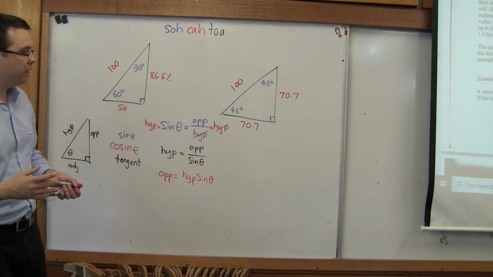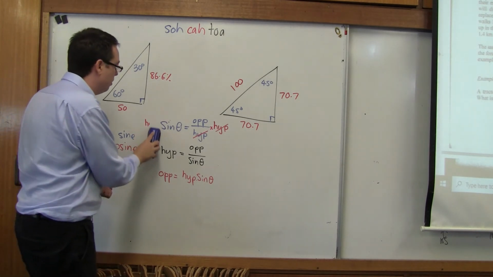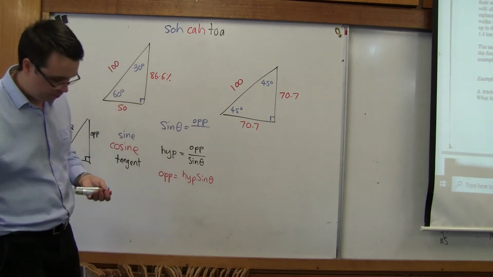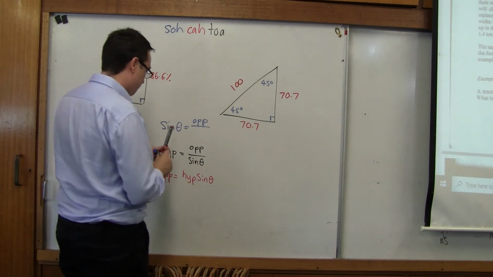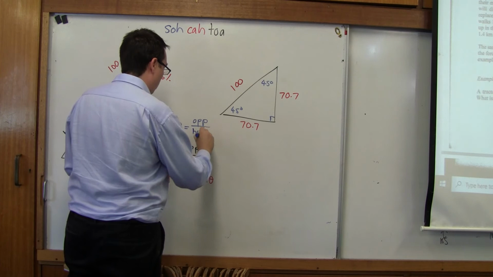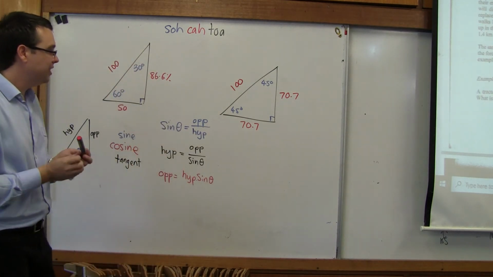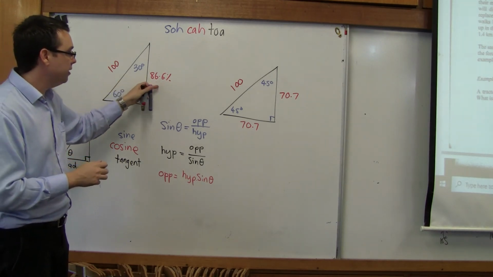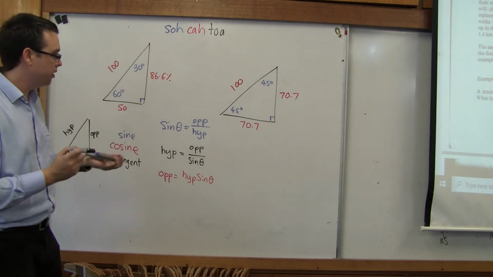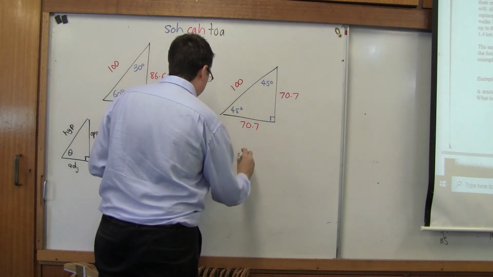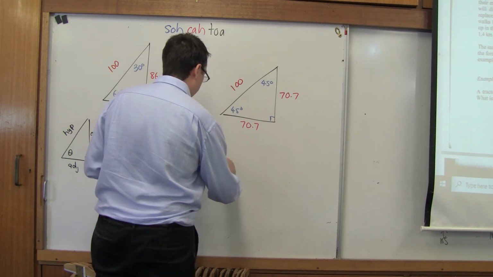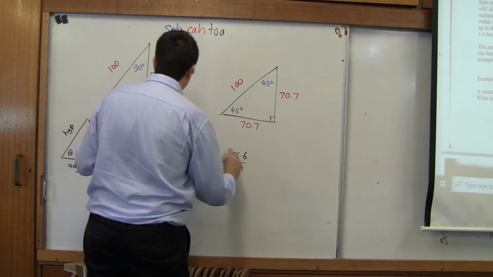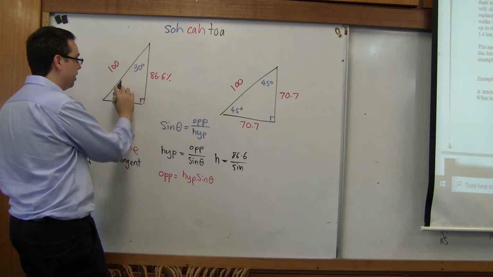Now, let's have a look at how that plays out in reality. Okay, let's test this out. If I know that this is 86.6, I should be able to find the hypotenuse. Let's type it in. We're going to say that the hypotenuse, h, equals 86.6 divided by sine. We're going to use this as our angle because we said this is the opposite. We're saying the angle equals 60.